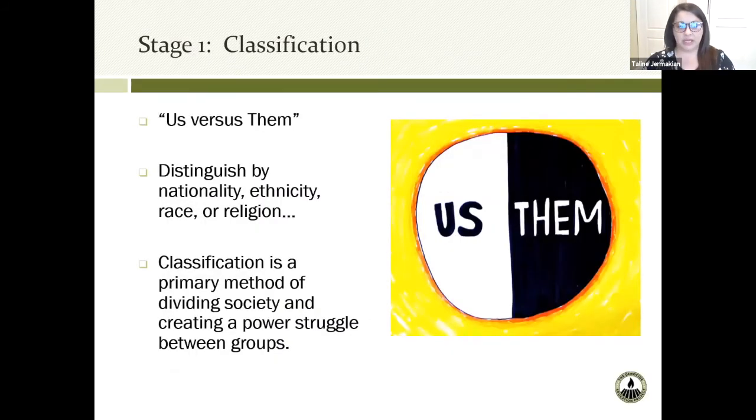So classification, us versus them, distinguished by nationality, ethnicity, race, or religion. Classification is a primary method of dividing society and creating a power struggle. Us versus them, this happened in the Holocaust. The Jewish population versus the German population, they're taking our jobs. They're hurting our economy. We're hungry because of them. So it's this mentality that starts forming of they're the problem. And we need to take over. We need to make sure that they don't continue being the problem.